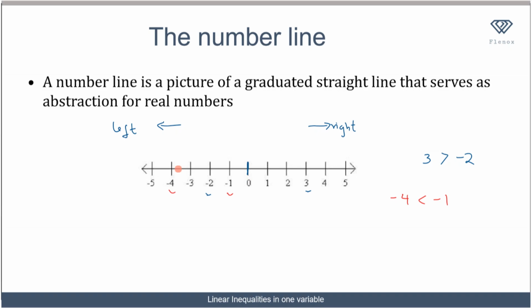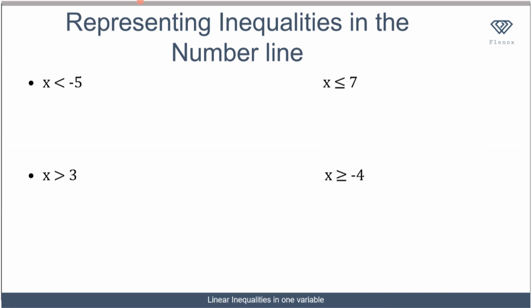So now, how do we express inequalities on a number line? Let's look at some quick examples to explain how this is done. First, we want to explain x less than minus 5. The first thing you have to do is draw the number line, a straight line that is graduated. Here you have 0, positive numbers lie to this side, so you have 1, 2, and so on, and in the negative you have minus 1, minus 2, minus 3, minus 4, and minus 5.